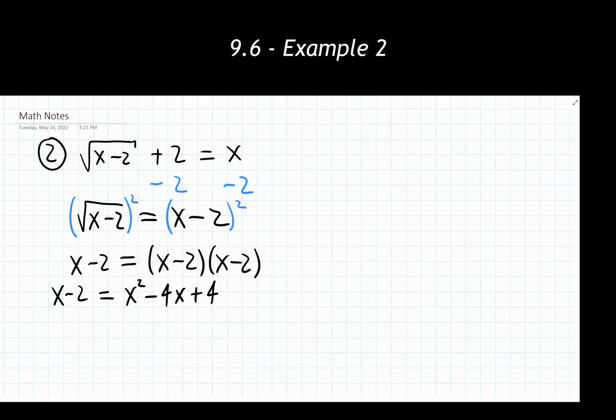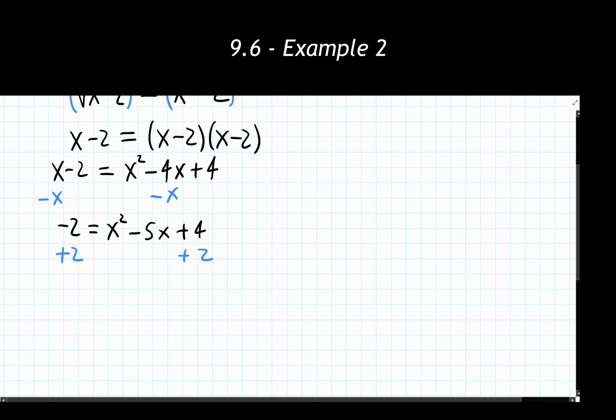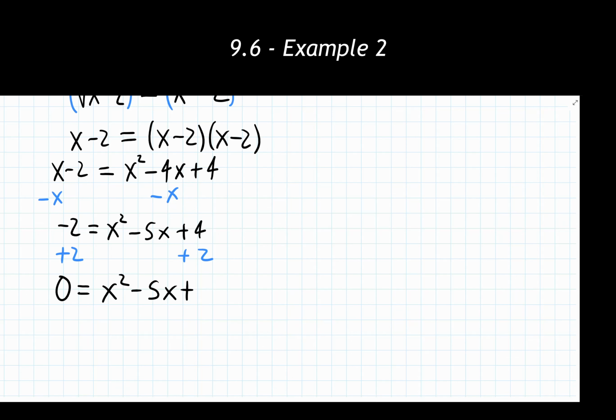Up till now, our only method that we have for solving an equation like this is to get everything to one side of the equal sign and then solve this using factoring. So the way I'm going to do that, I'm going to subtract x from both sides. I get minus 2 equals x squared minus 5x plus 4. And then I'm going to add 2 to both sides. I want everything on the right side of this equation, the left side equaling 0. So I now have this in standard form. Everything on one side equaling 0.